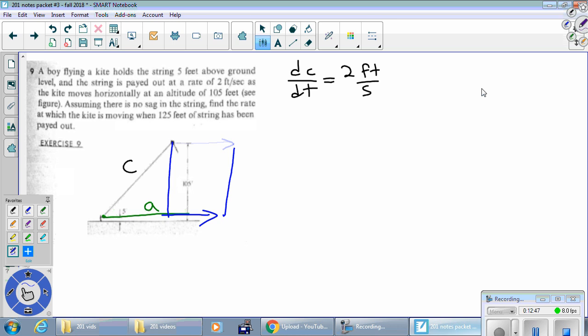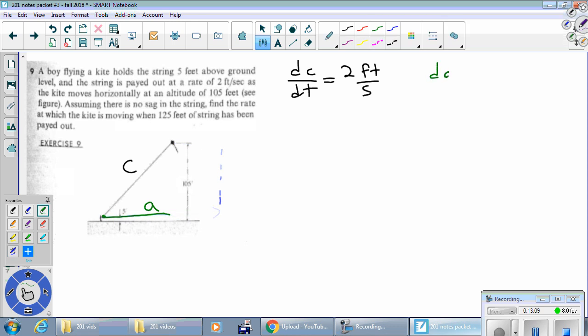I went too far with my A. A just goes to wherever the kite is, just like that. Yeah, I think that's it. And so as the kite moves this way, the A is just going to get longer, and it's always just going to be right underneath. And so when it says how fast is the kite moving, it's really asking us something about A. It's asking us specifically for dA/dt.